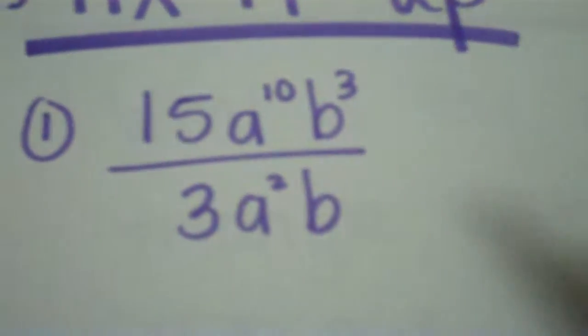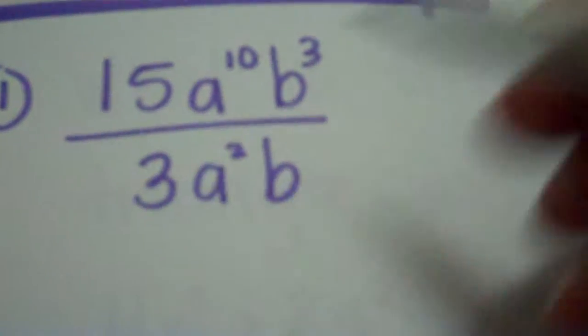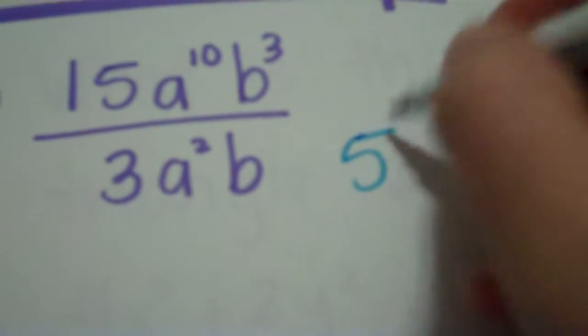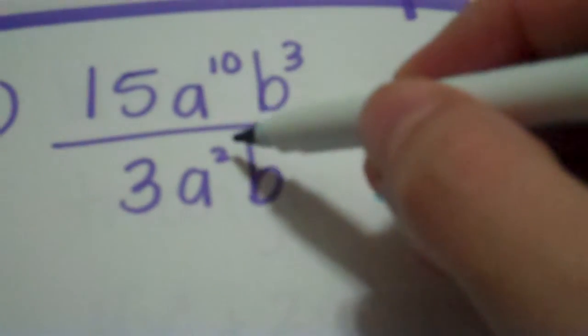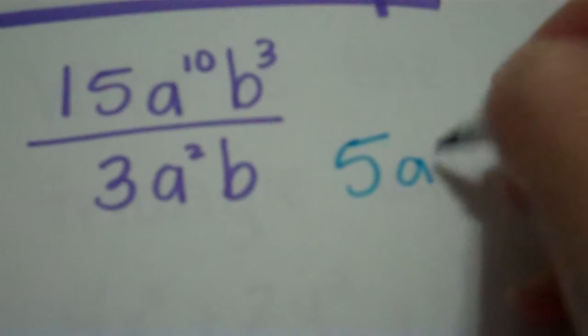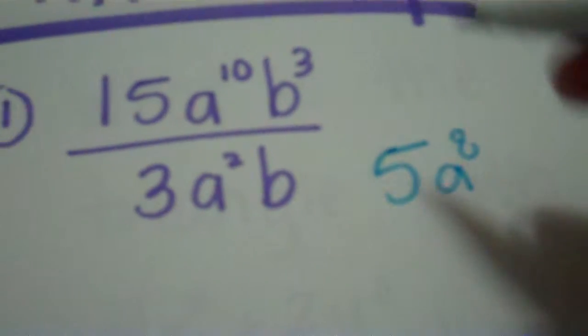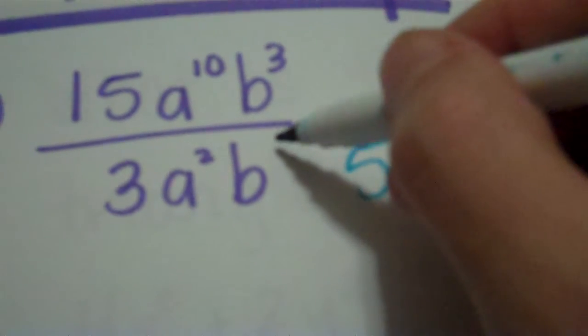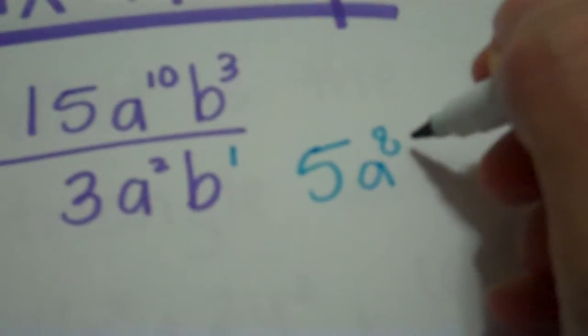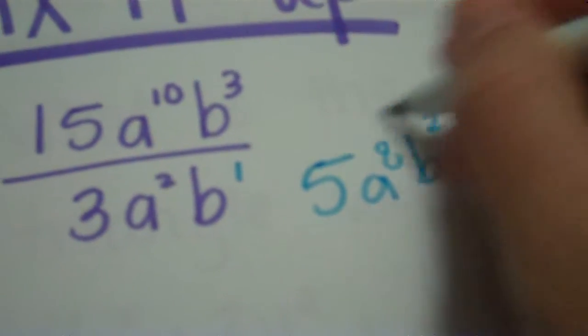So I'm going to divide my big numbers, and then I'm going to subtract my exponents. So 15 divided by 3 is 5. 10 minus 2 is 8. So a to the 8th power. 3 minus, there's no exponent, so it's a 1. 3 minus 1 is 2. Done and done. Pretty simple.